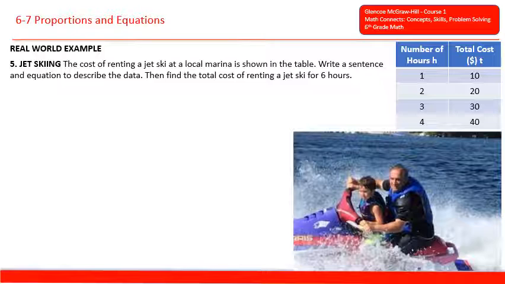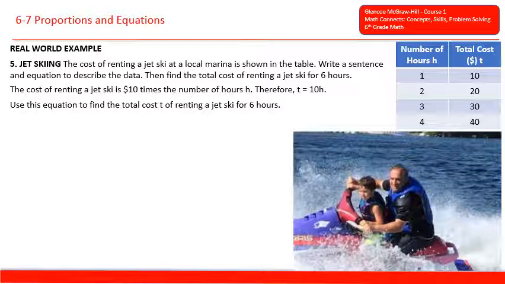Jet skiing. The cost of renting a jet ski at a local marina is shown in a table. Write a sentence and equation to describe the data. Then find the total cost of renting a jet ski for 6 hours. So if you rent a jet ski for 1 hour, $10, 2 hours, $20, 3 hours, $30, 4 hours, $40. You really can't rent a jet ski for that little. The cost of renting a jet ski is $10 times the number of hours, h. Therefore, T equals 10h.